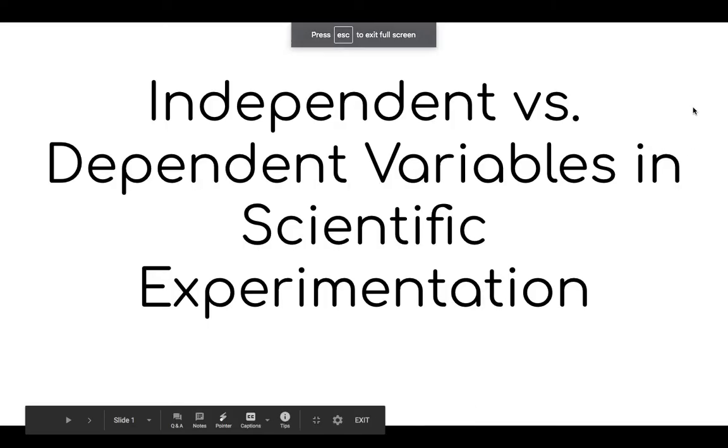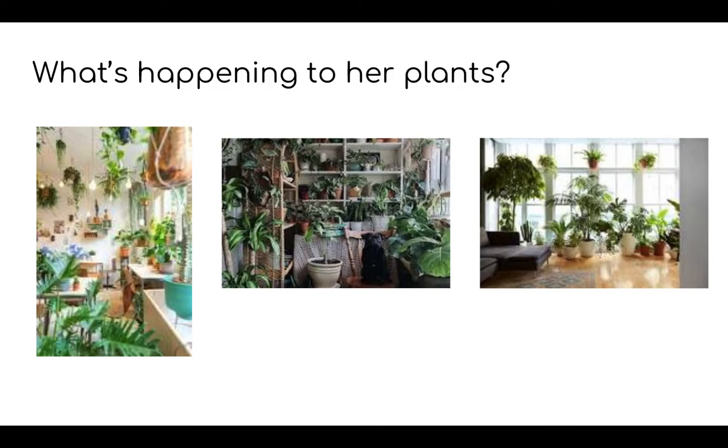Hi guys, so today we are going to be talking about independent versus dependent variables in scientific experimentation. These are two things that are going to follow us all throughout the year, and in fact all throughout any time that you do science. So we're going to start by looking at an example.